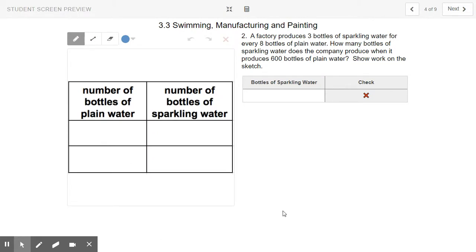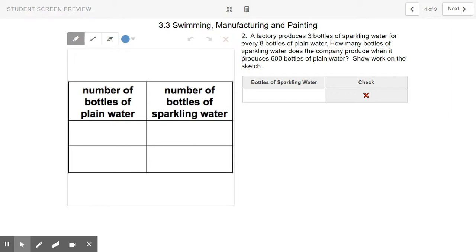This is working in the same way as what we just did, except we have a table, but it doesn't have any of this information in it. So if I want to solve this, we're going to put our information from the problem into the table.